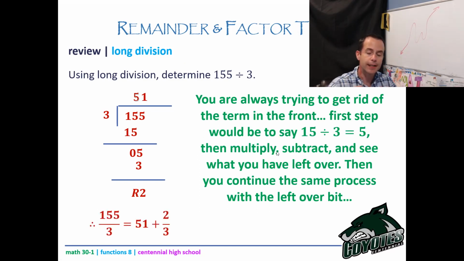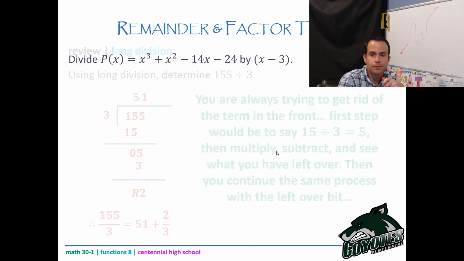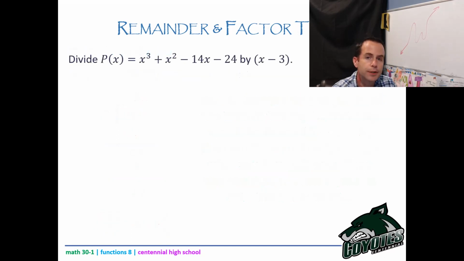Okay, and so here's that statement I was just saying. 155 divided by 3 would be 51 plus 2/3. Or in numbers, we just say 51 and 2/3. Okay, so now we're going to do the same thing, and this will feel familiar from when we were trying to find those horizontal asymptotes. It's just going to look a little bit messier.